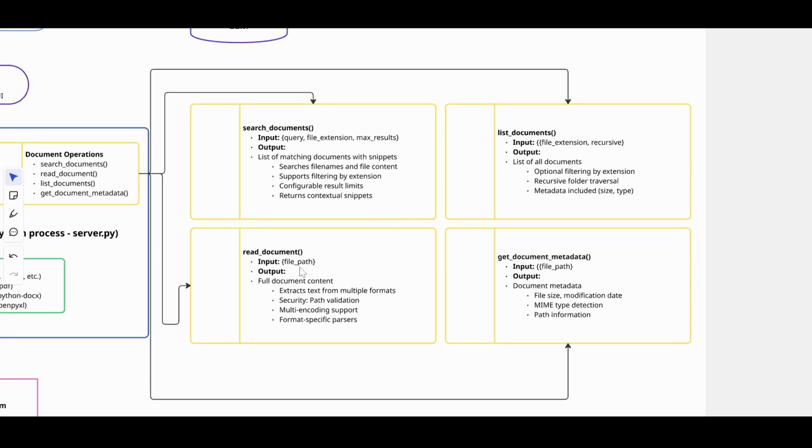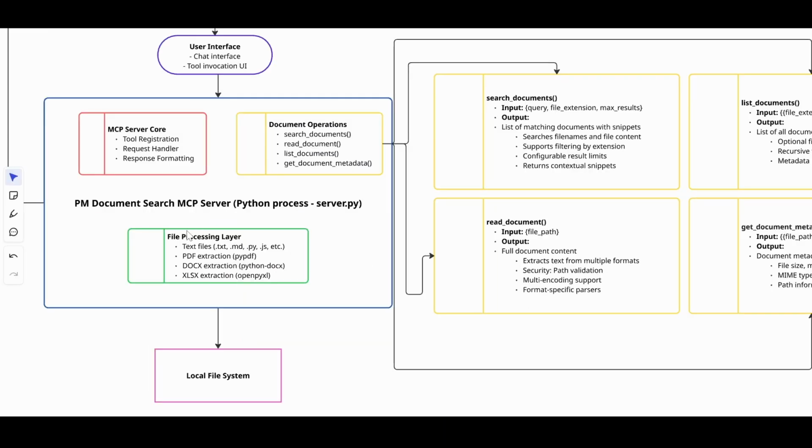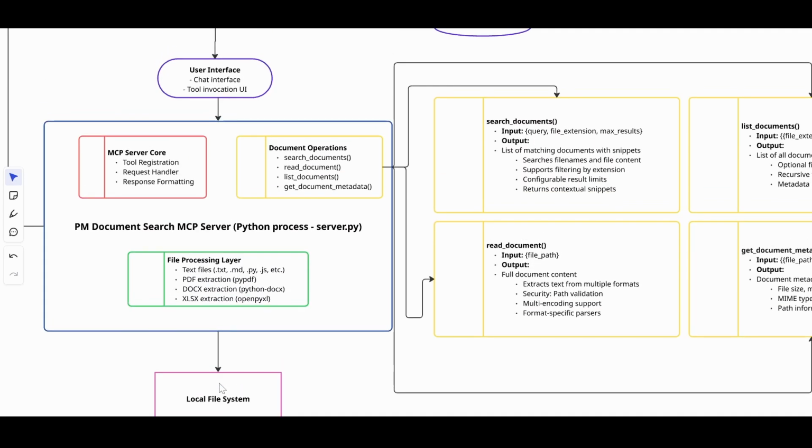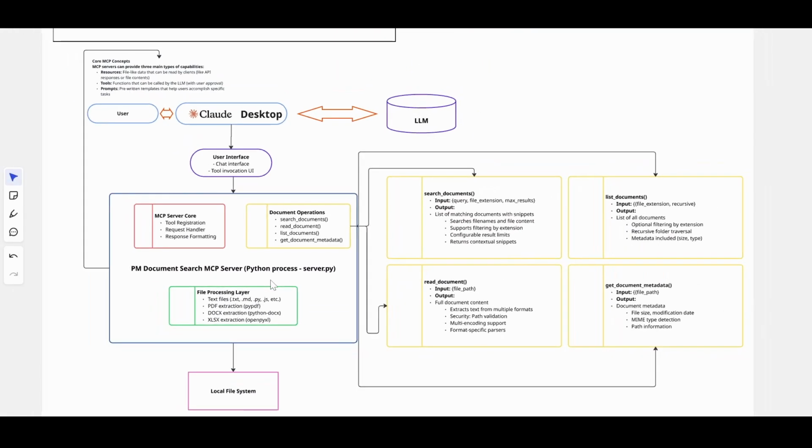Then we have the read document tool, which takes a file path and returns the full document content. The fourth tool is get document metadata. You can get metadata of any document in your project folder. And finally, the MCP server has a file processing layer, which, based on the file type, processes the underlying files in your project folder, which are stored in your local file system. So this is how the overall architecture works for our MCP implementation.